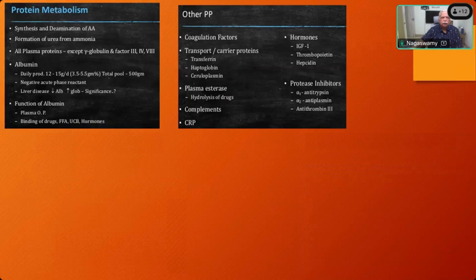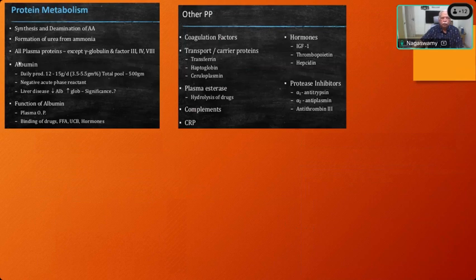Protein, of course, synthesis of amino acids, and another important thing is formation of urea from ammonia. That is also taking place in the liver. So under protein metabolism, we have to remember that. All plasma proteins except gamma globulin and factors 3, 4, and 8 of the coagulation factors are produced only in the liver.